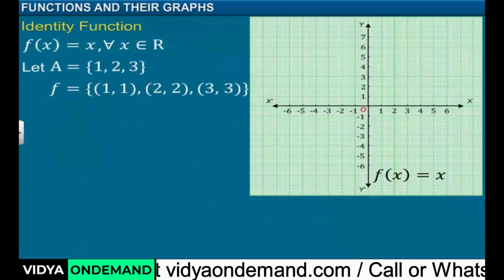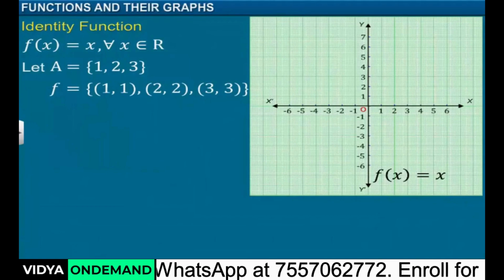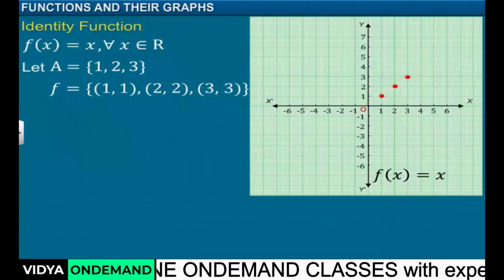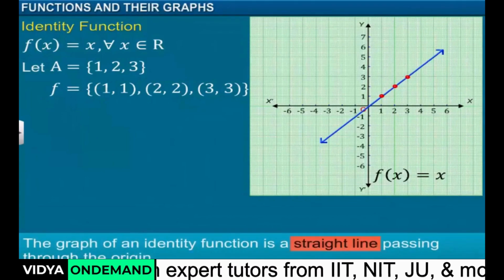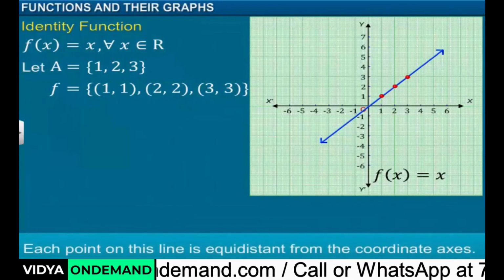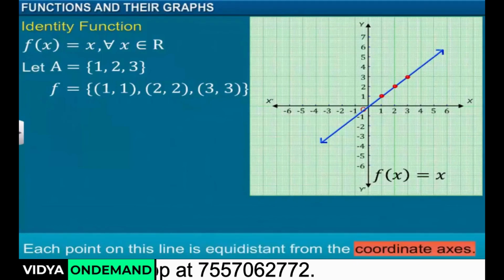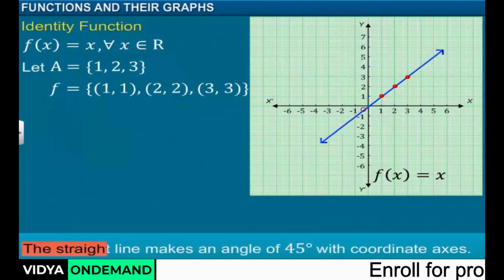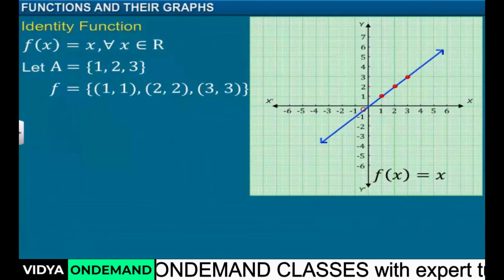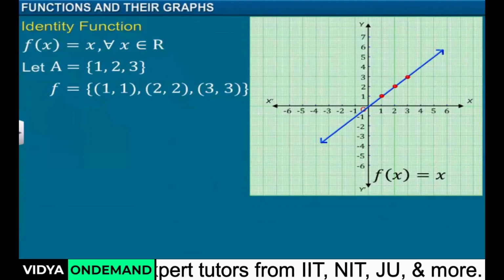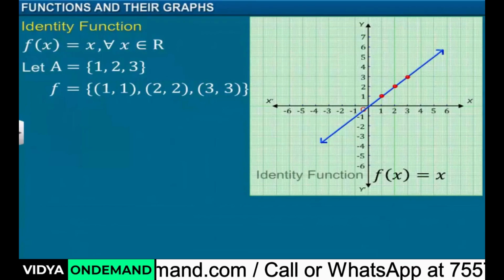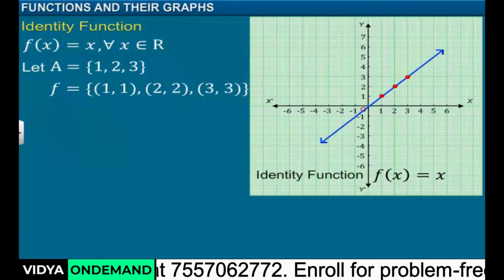Since for this, both the elements in the ordered pairs (1,1), (2,2), and (3,3) are the same, the graph for this function will be a straight line passing through the origin. Each point on this line is at equal distance from the coordinate axes. This straight line makes an angle of 45 degrees with the coordinate axes. Thus, the graph of a real function f from R to R, defined by f of x is equal to x for all x belonging to R, is as shown.